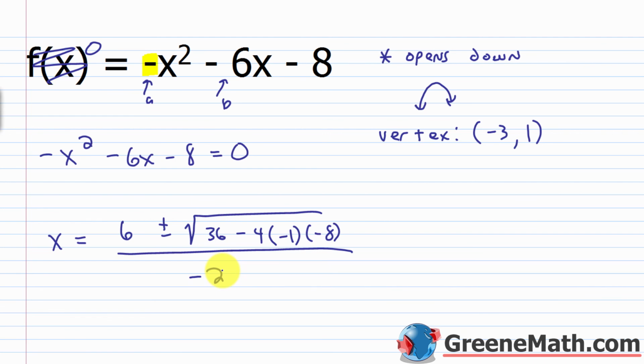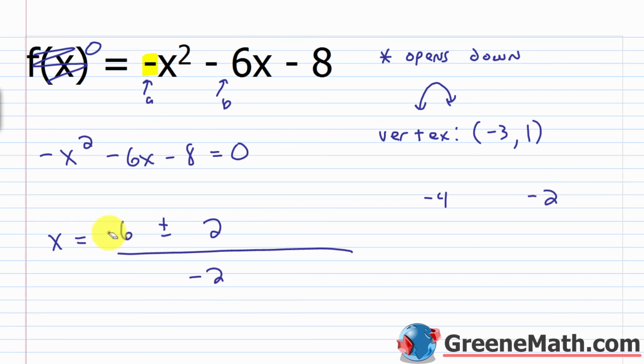So I think about this as plus negative 4 to make it easy. Negative 4 times negative 1 is 4. 4 times negative 8 is negative 32. 36 minus 32 is 4. So you'd be taking the square root of 4, which is 2. So your two scenarios here are 6 plus 2 is 8, and 8 over negative 2 is negative 4. And then your other scenario is 6 minus 2 is 4, and 4 over negative 2 is negative 2.